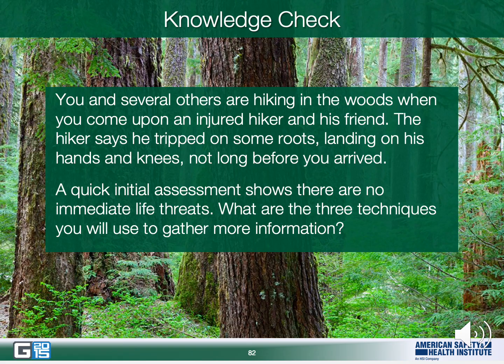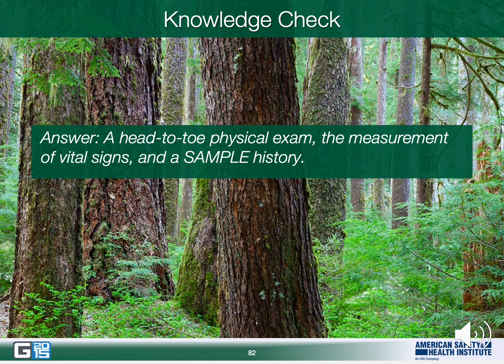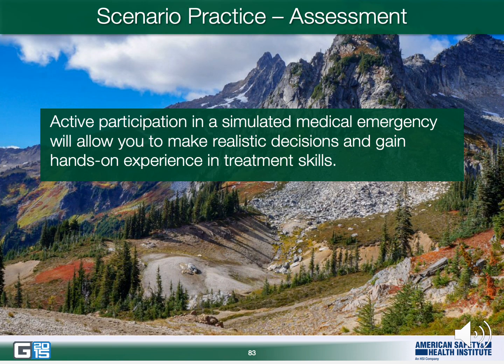So, knowledge check. You and several others are hiking in the woods when you come upon an injured hiker and his friend. The hiker says he tripped over some roots, landing on his hands and knees not long before you arrived. A quick initial assessment shows there are no immediate life threats. What are the 3 techniques you will use to gather more information? You're going to do a head-to-toe physical exam, measure the vital signs, and take a sample history. Okay, this is the scenario for that, and we are done with this.